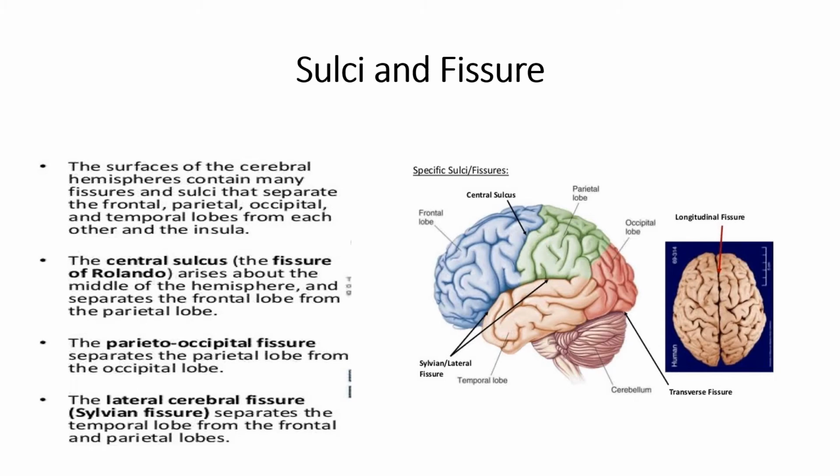The frontal and parietal lobes are separated by a deep sulcus called the central sulcus. In the same way, between the parietal and occipital lobes, there is a sulcus called the parieto-occipital fissure. Between the parietal and temporal lobes, the lateral fissure is present. That is how all the lobes are kept separated.